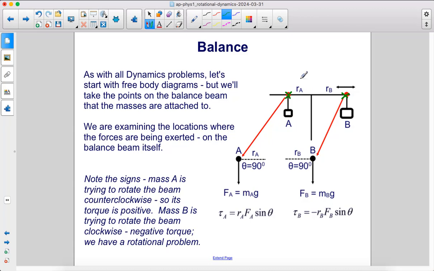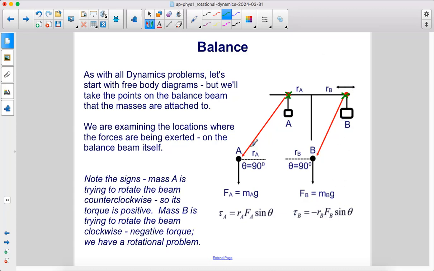Mass A is trying to get the beam to rotate counterclockwise, so we will consider its torque positive, whereas mass B is pulling this way in the clockwise direction. So it's trying to get the balance beam to rotate in a clockwise direction, therefore its torque is negative.